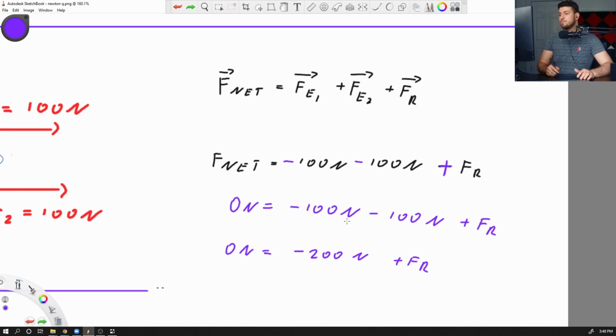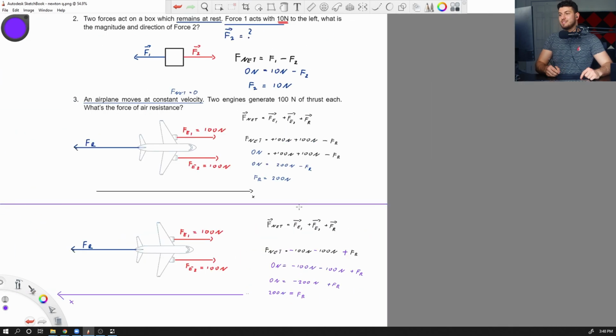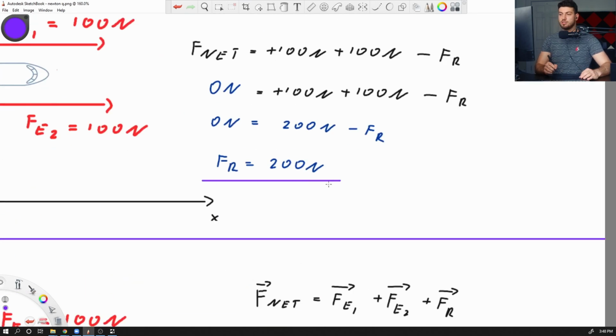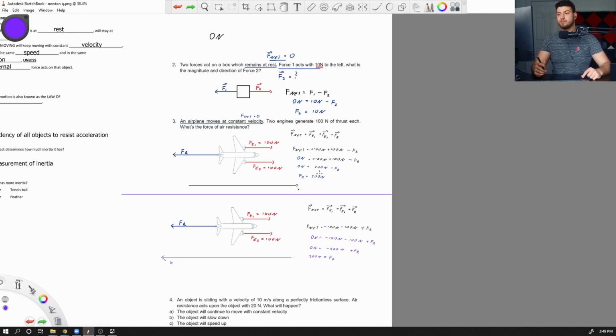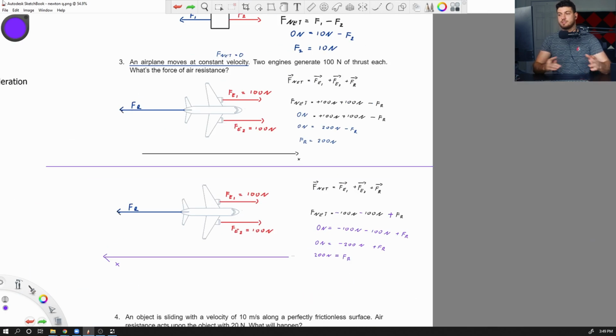Let's solve for FR. So now I have negative 200 in this case. So let's move this to the left side. Remember, whenever you change the sign by adding or subtracting, you change the sign. So I have positive 200 newtons equals FR, which is the exact same answer as we got in the first example. So it doesn't really matter. You can choose both axes. You can check one with the other one. You should get the same results.